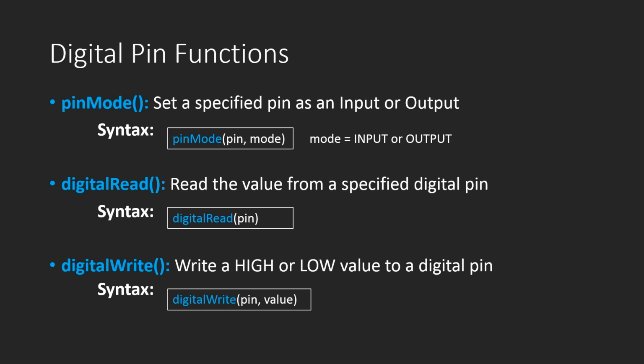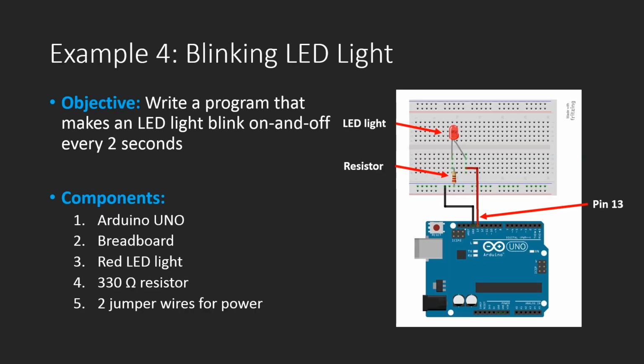The first function, pinMode, configures a specified pin as an input or an output. digitalRead is used to read the value from a specified pin, and digitalWrite is used to send a high or low value to a pin. This will make a bit more sense in the following example. In this example, we'll get to use actual hardware. We're going to write a simple program that makes a red LED light blink on and off every 2 seconds. That is, 1 second on and 1 second off.